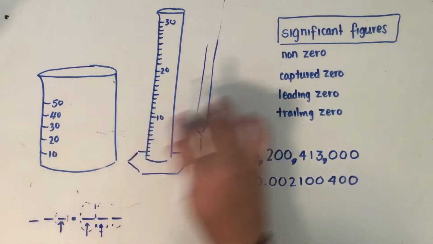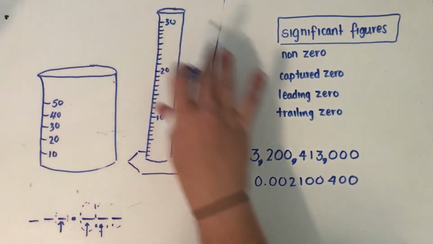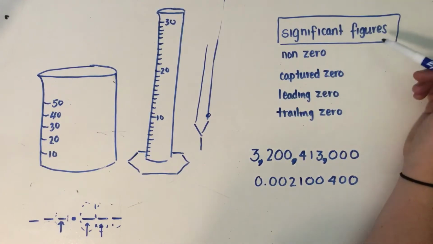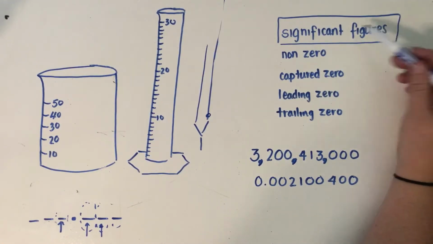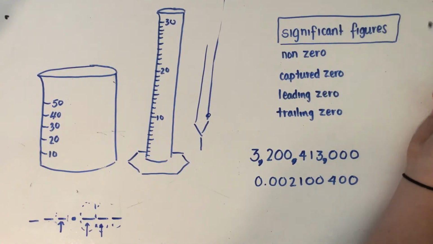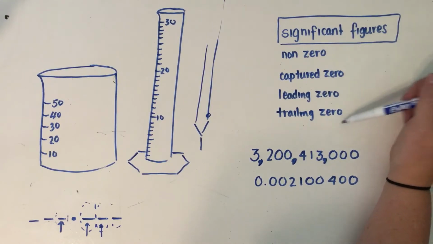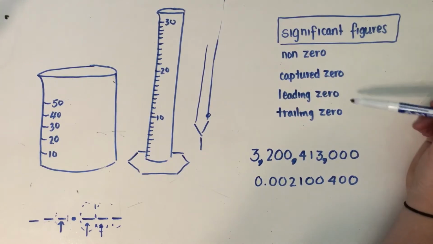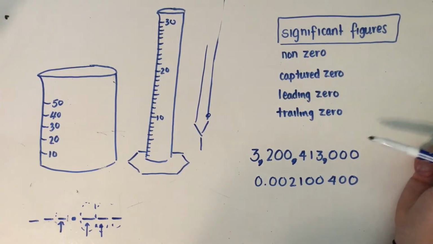So now that you have your actual measurement written down, you can report it to others. And other people will now know how many significant figures you had based on what you wrote down. These are the rules of significant figures. We need to consider non-zero numbers, captured zeros, leading zeros, and trailing zeros. And these are the rules that people kind of get hung up on.